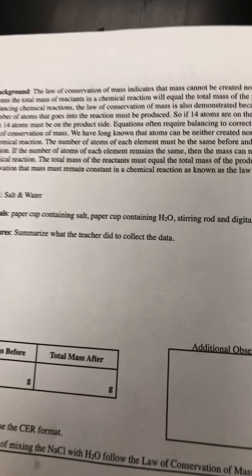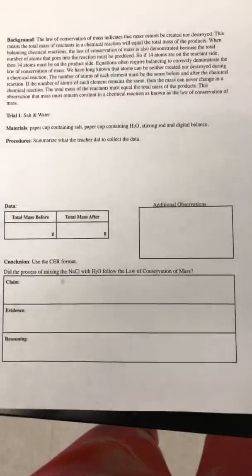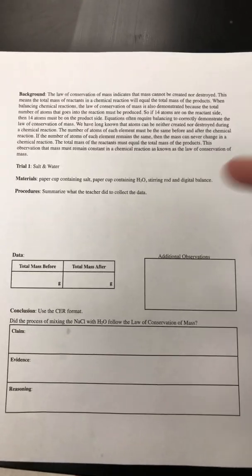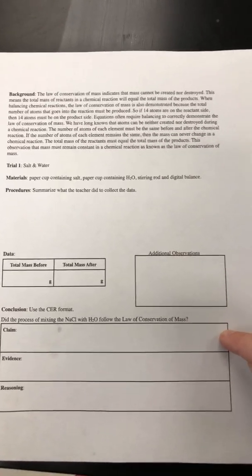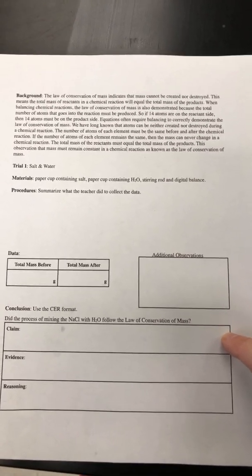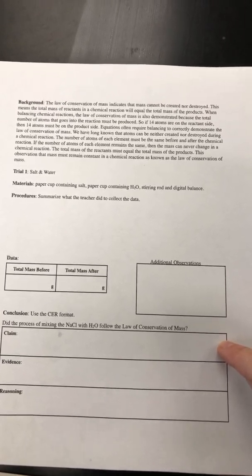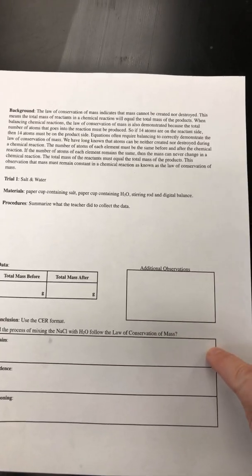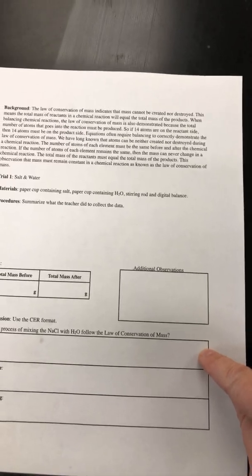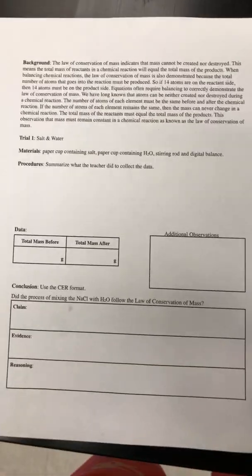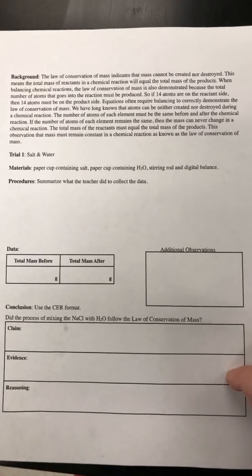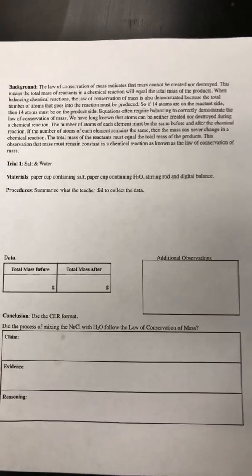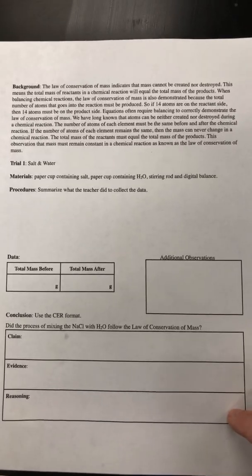So now you need to look at the data and take into consideration what the law states and make your claim. Did mixing the salt and water follow the law of conservation? Make your claim. Your claim cannot be a simple yes or no. It needs to be a short statement. Use evidence. Evidence is what we record or observe in the lab, and then reasoning.